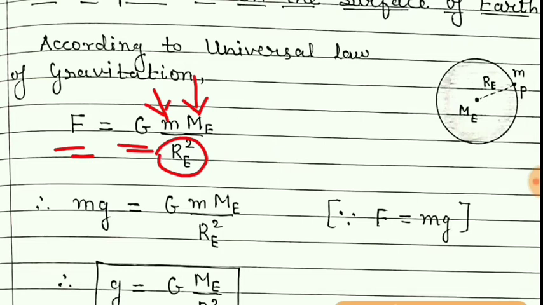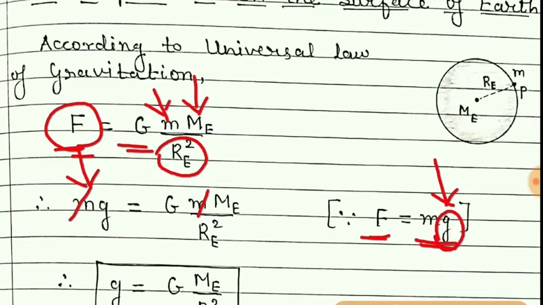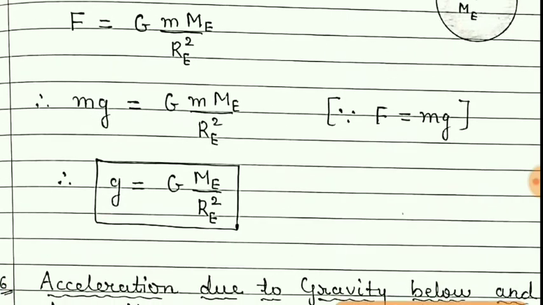Now students, according to Newton's second law, F is equal to ma, but in place of a, here we are writing g, because here the acceleration is due to gravity, and so the symbol g is used. So now in place of F, if we write mg, then m will cancel on both sides. What remains here is small g, and on the right hand side is G Me upon Re square.